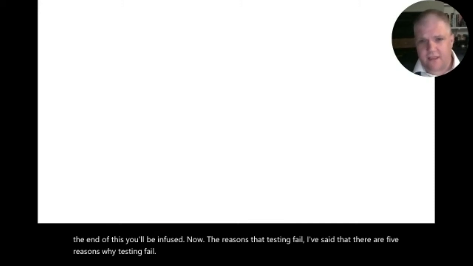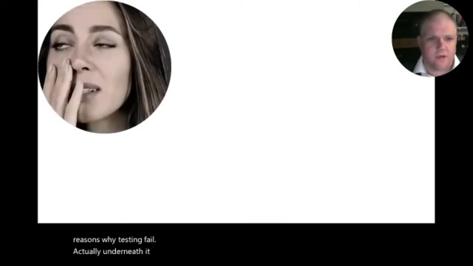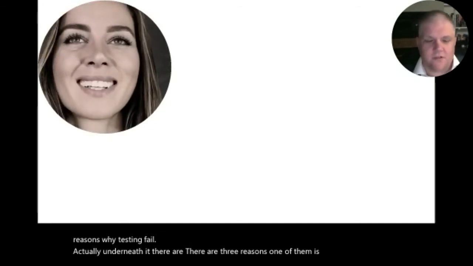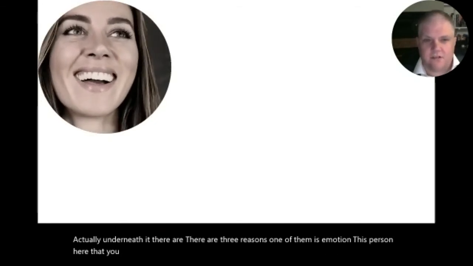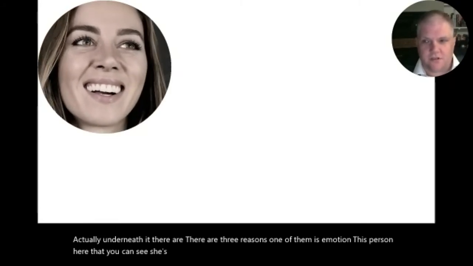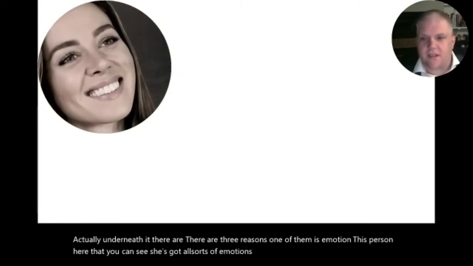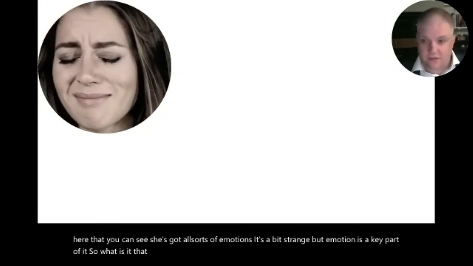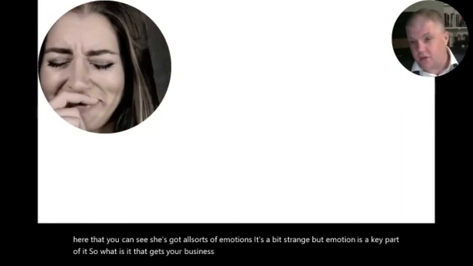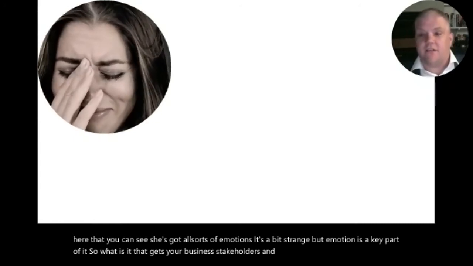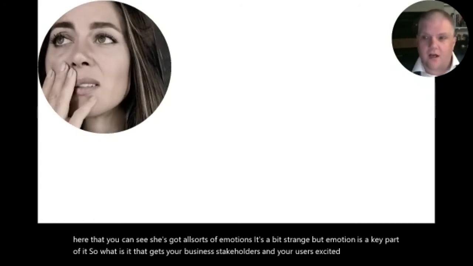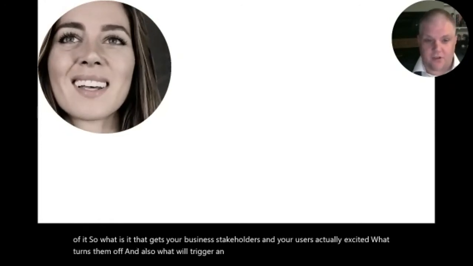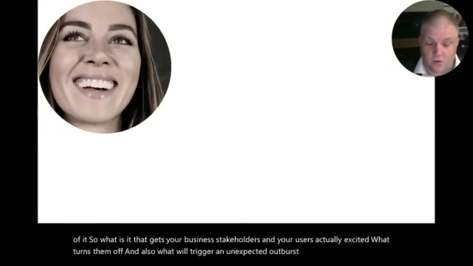Actually, underneath it, there are 3 reasons. One of them is emotion. This person here that you can see, she's got all sorts of emotions. It's a bit strange, but emotion is a key part of it. So what is it that gets your business stakeholders and your users actually excited? What turns them off? And also what will trigger an unexpected outburst of either joy or rage?